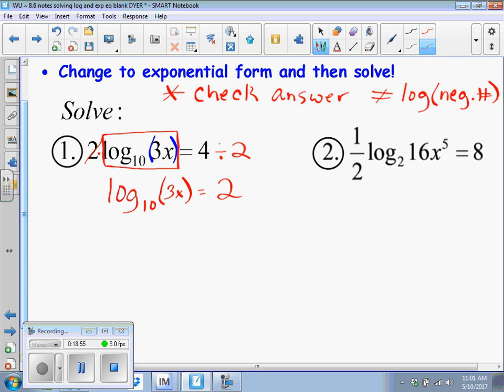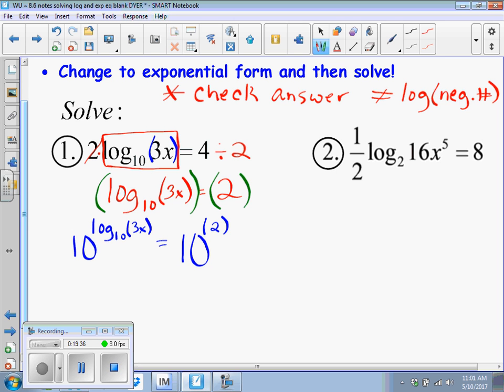Okay? The variable that I'm solving for is trapped inside that log. The only way to release it is to change it to exponential form. Remember that logs and exponentials have the same base. Okay? So this is my little organization. You can keep that together and keep that together. What's my base for that log? 10. So I'm going to say 10 to the log base 10 of 3x equals 10 to the second power.